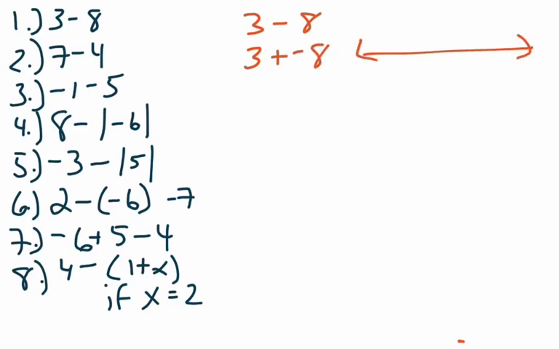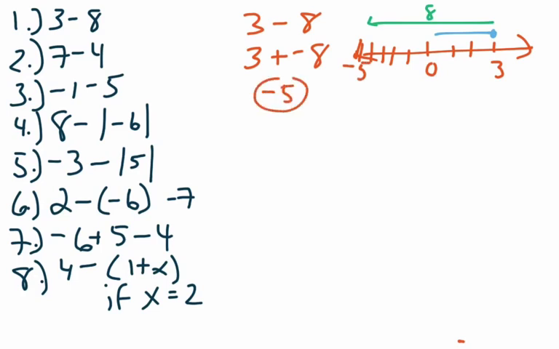Putting that onto my number line, I'm going to go to the right 3. And then I'm going to go to the left 8. So I'm going to go 1, 2, 3, 4, 5, 6, 7, 8. Which is going to put me down there at negative 5. You do not need to use the number line if you don't need it. For number 2, honestly, it's 7 minus 4.